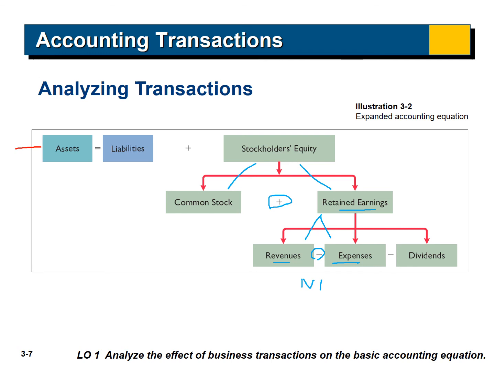Now, when you pay out those profits to the stockholders, to the shareholders, those are called dividends. So we subtract the dividends because we're paying out those profits. So now we have assets equals liabilities plus common stock plus revenues minus expenses and then minus dividends. That's the expanded equation. So you can see the expanded equation goes down like this.